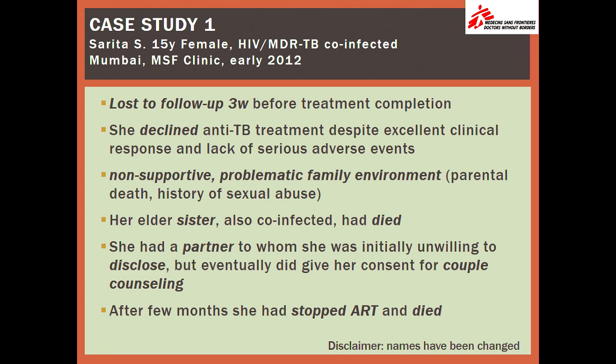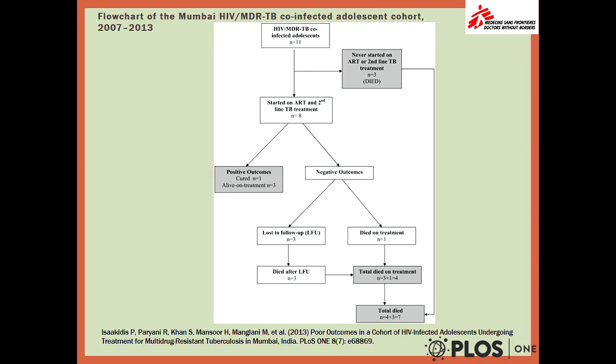We knew that she was coming from a very problematic family environment with sexual abuse and family problems, that her sister, also co-infected, had died a bit earlier. And she had a partner that she didn't want to disclose her status to. She was convinced to have a couple counseling. We hoped that she would go back to her treatment. Eventually, she stopped even her antiretroviral treatment, and as we learned, she died a few months later.